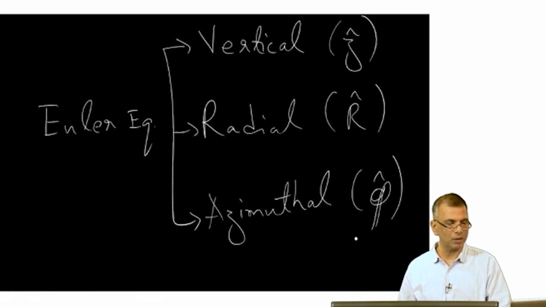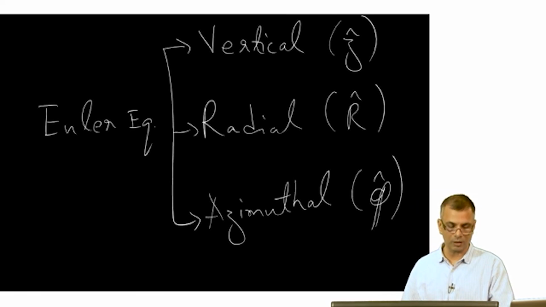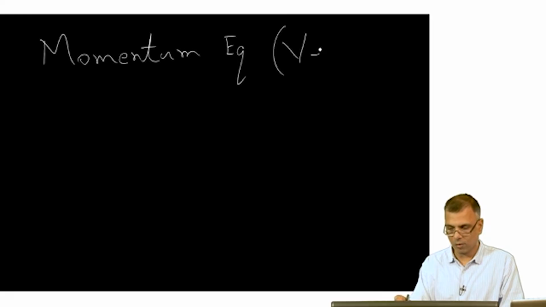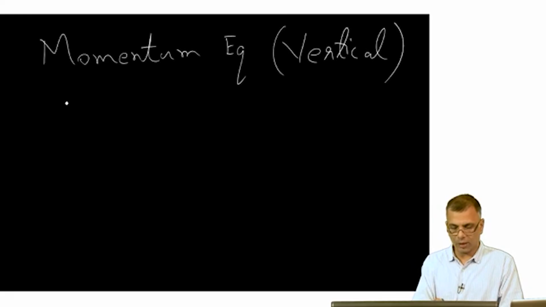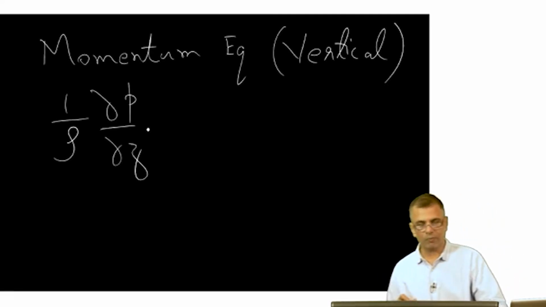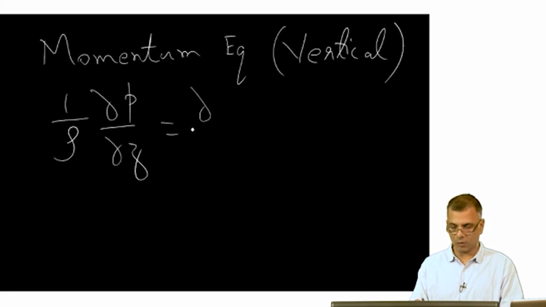So, let us now consider first the vertical component of the Euler equation. Let us see how that looks. The vertical component of the momentum equation looks like 1 over rho dp dz. So, you only have the pressure gradient term, and this is equal to d over dz.